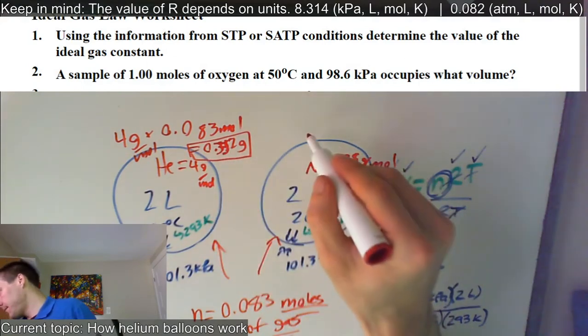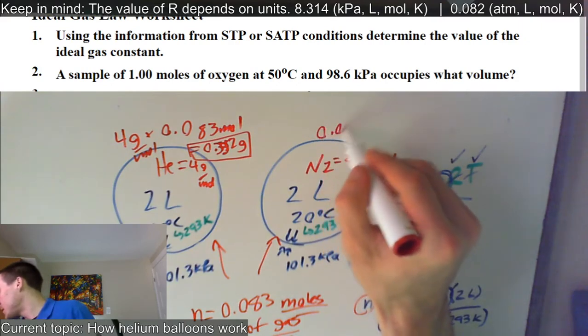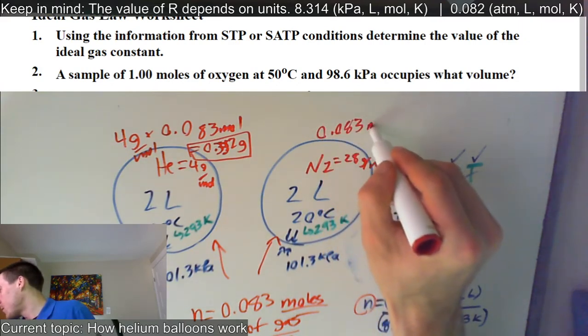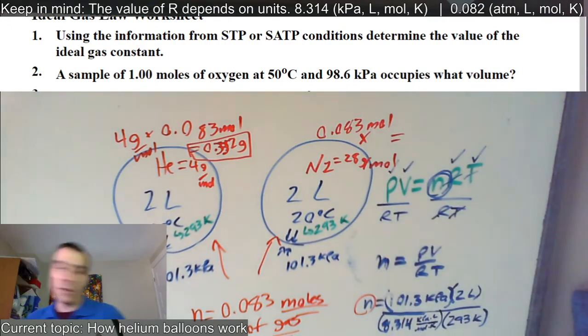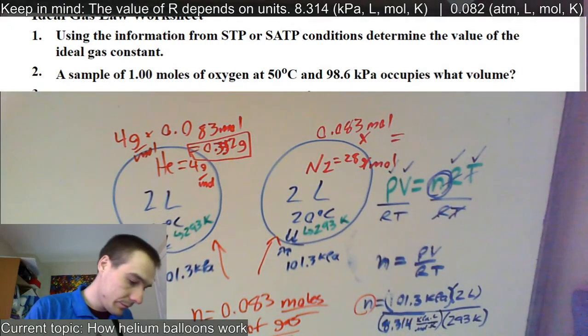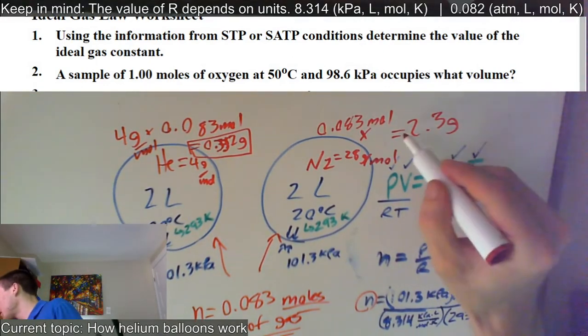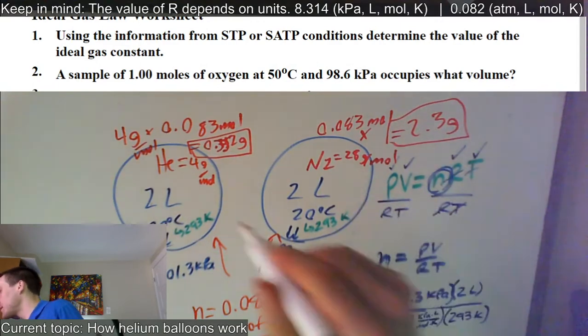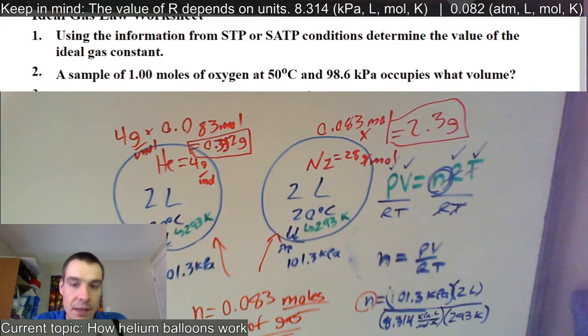Now on this side, I have 28 grams per mole, so 0.083 moles times 28 grams per mole is going to give me 2.3 grams. Right, 2.3 grams of nitrogen versus 0.3 grams of helium. So we can see here why the helium balloon will float.